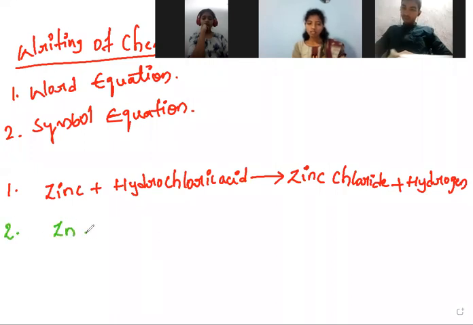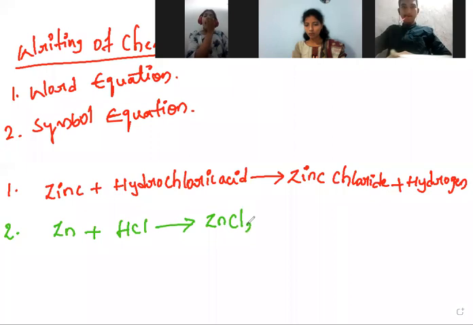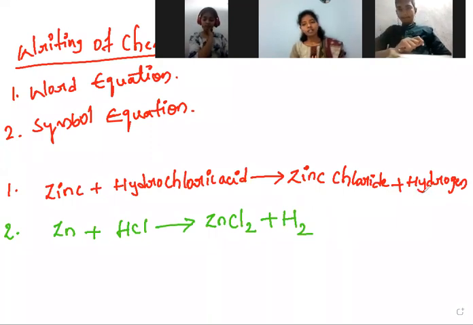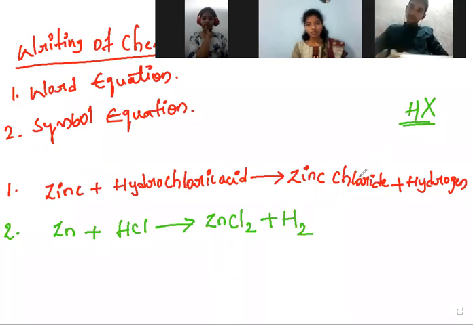Here zinc plus hydrochloric acid is HCl, and zinc chloride is ZnCl2. Hydrogen is H2. See, in the word equation I wrote hydrogen, and here I have taken H2. Some people simply write H. When you write H, that is wrong. We will not write a single H. Always we write two hydrogens only.